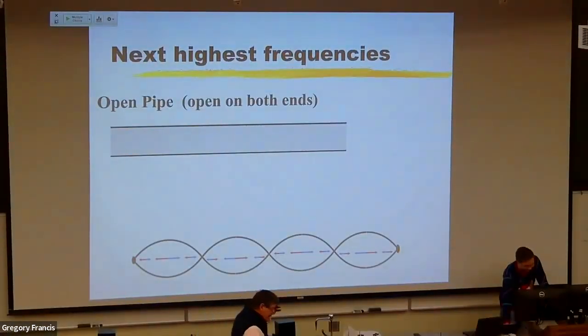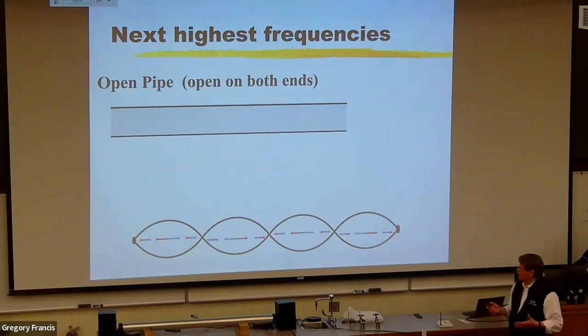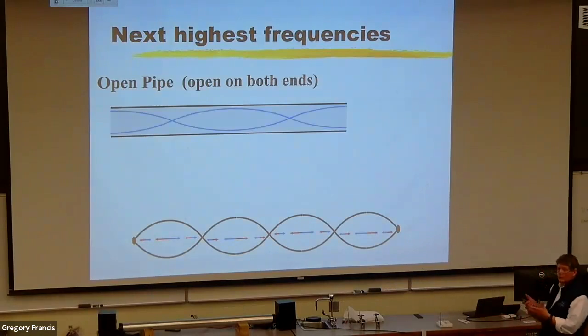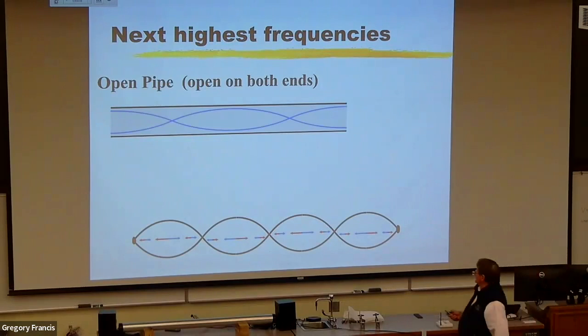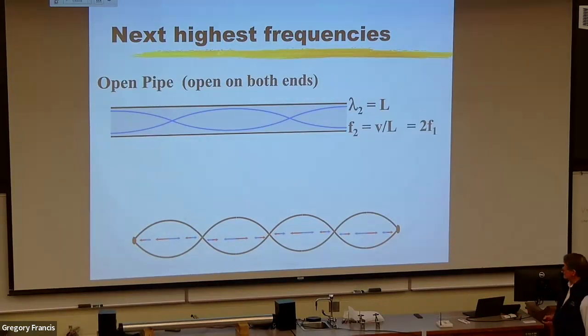Now, what about the next harmonics that will resonate? Well, in the case of the open pipe, I go from 1 football to 2 footballs. I double the number of footballs that fit in the same pipe. That means my footballs got half as big, which means my frequency doubles. And this is F2. It would be twice the original frequency.